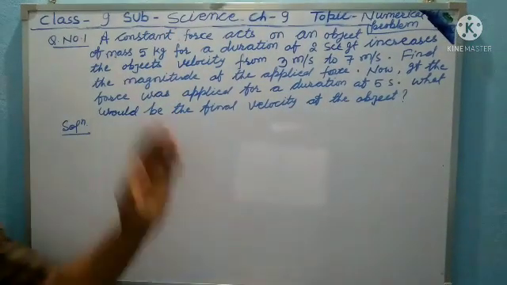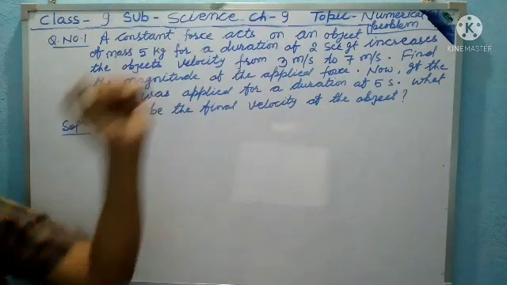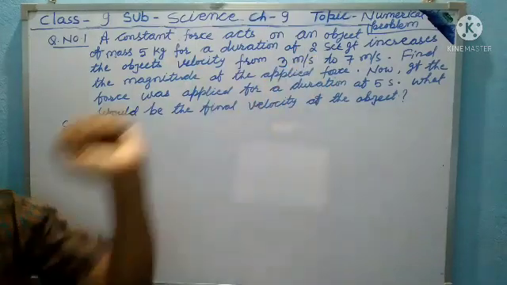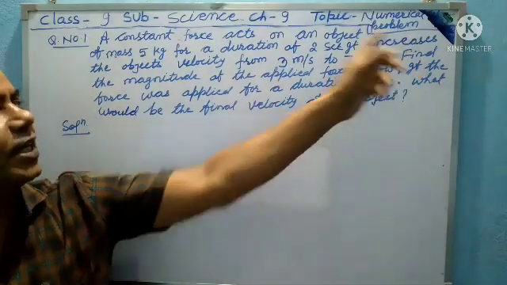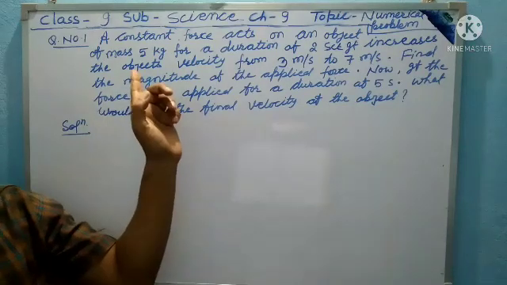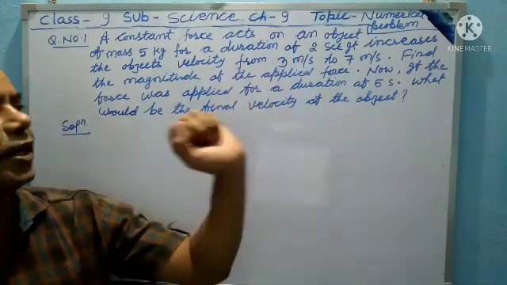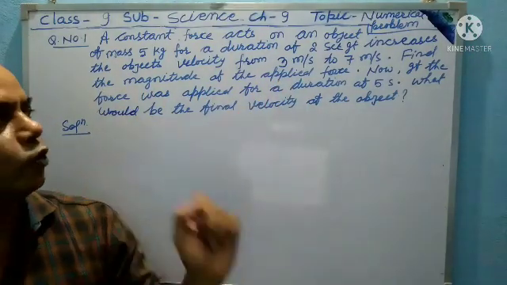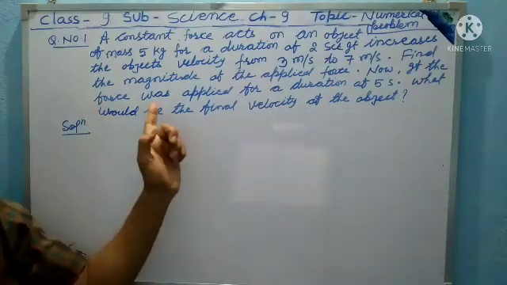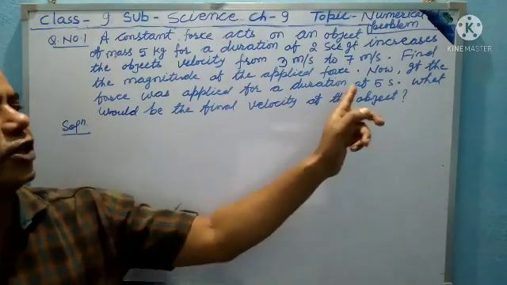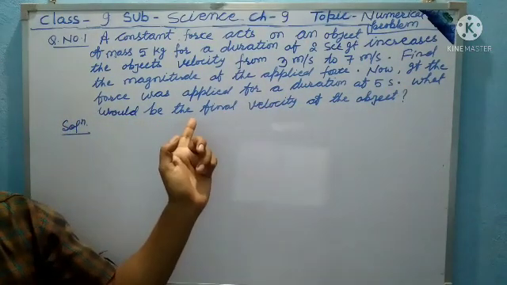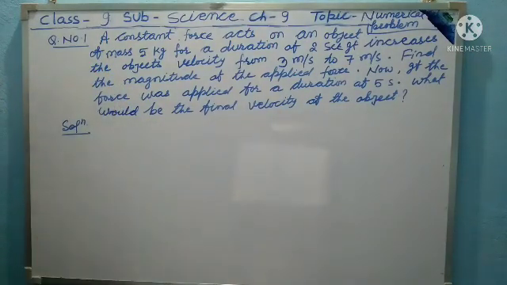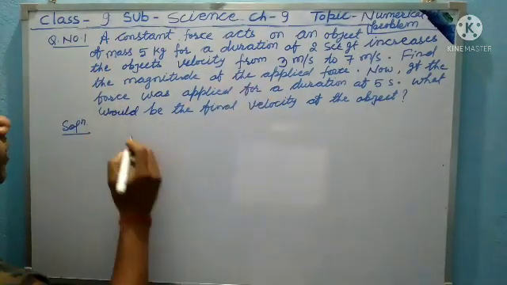Question number first: a constant force acts on an object of mass 5 kg for a duration of 2 seconds. It increases the object's velocity from 3 meter per second to 7 meter per second. Find the magnitude of the applied force. Now, if the force was applied for a duration of 5 seconds, what would be the final velocity of the object? So, in these types of questions, the solution is, first thing, what is given.